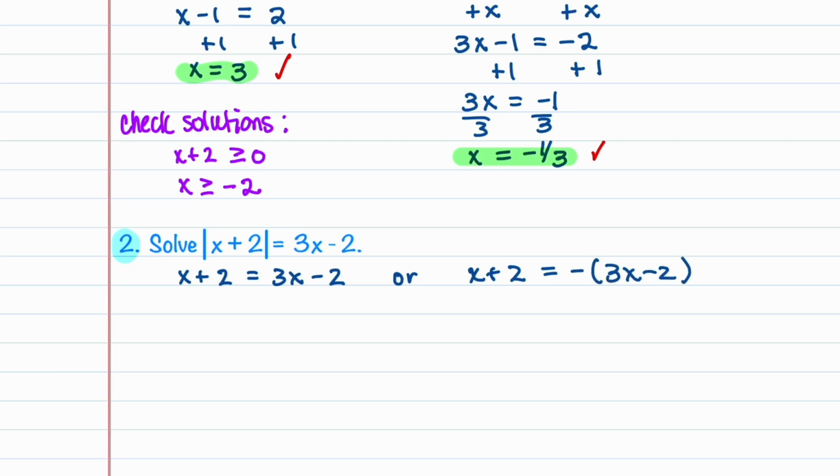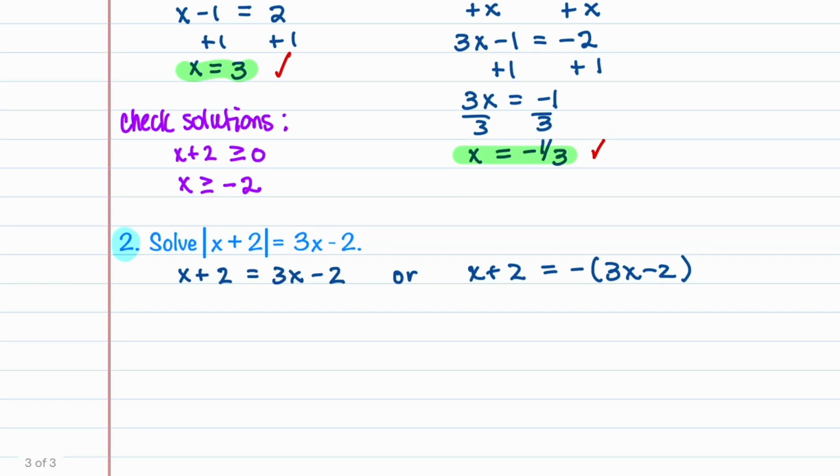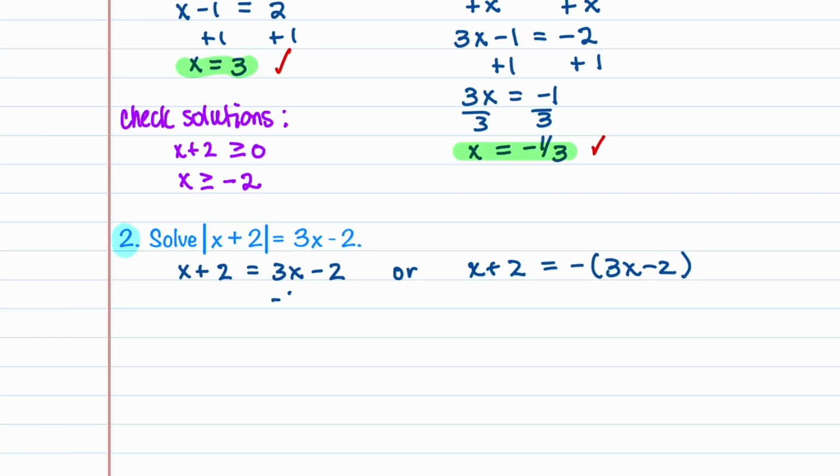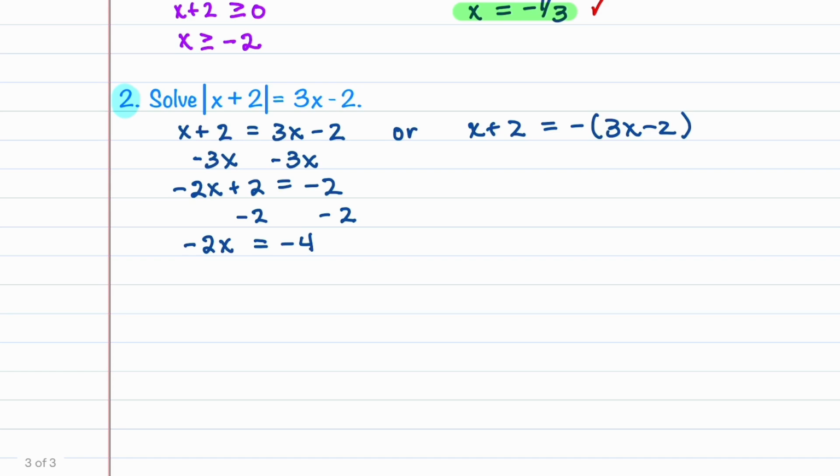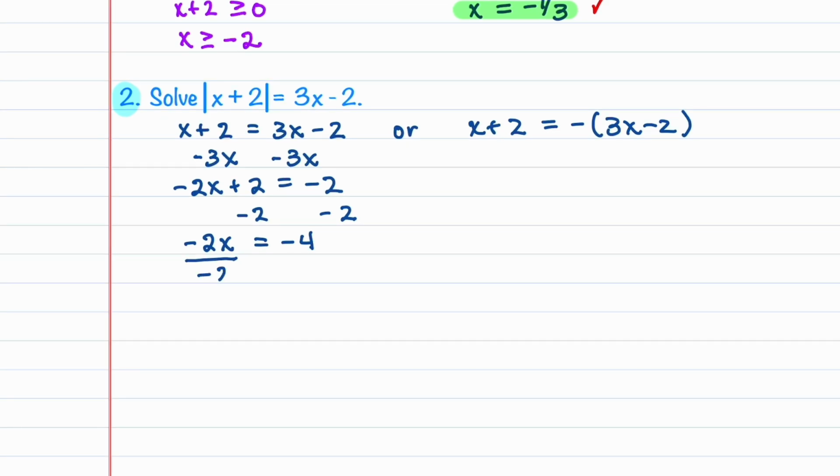Let's work on the first piece. You know the drill by now. Let's pull our x's to the left. So we're going to subtract 3x. This gives us a minus 2x plus 2 is equal to minus 2. And now we're going to pull our constants to the right. So we're going to subtract 2 from both sides. On the left, we have minus 2x. And then on the right, we have a minus 4. Let's give us a little bit more space here. We're going to divide both sides by minus 2. And this is going to give us x is equal to 2. Let's put that in our pocket for a minute.